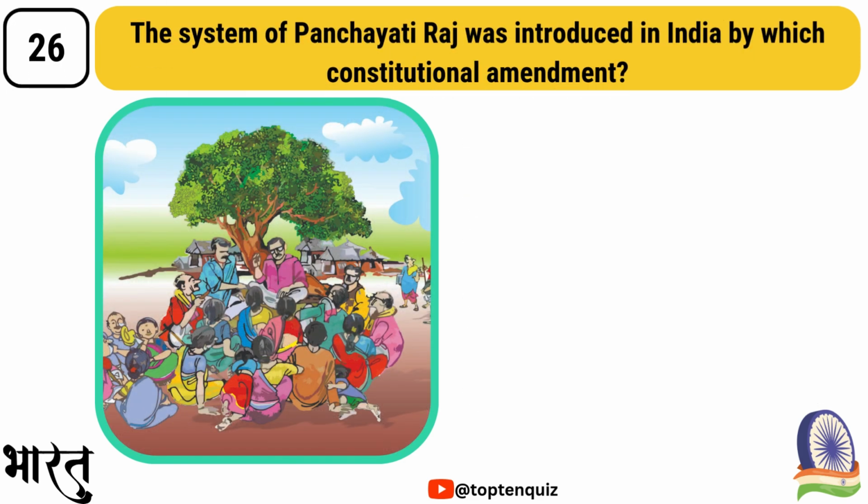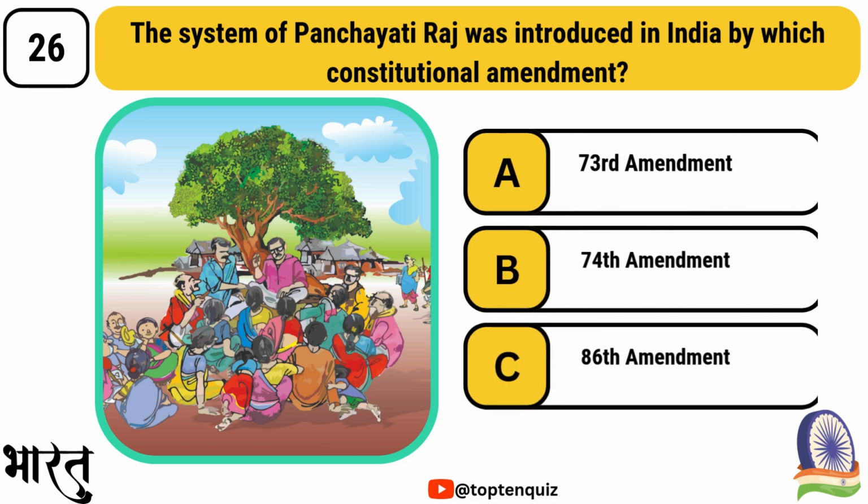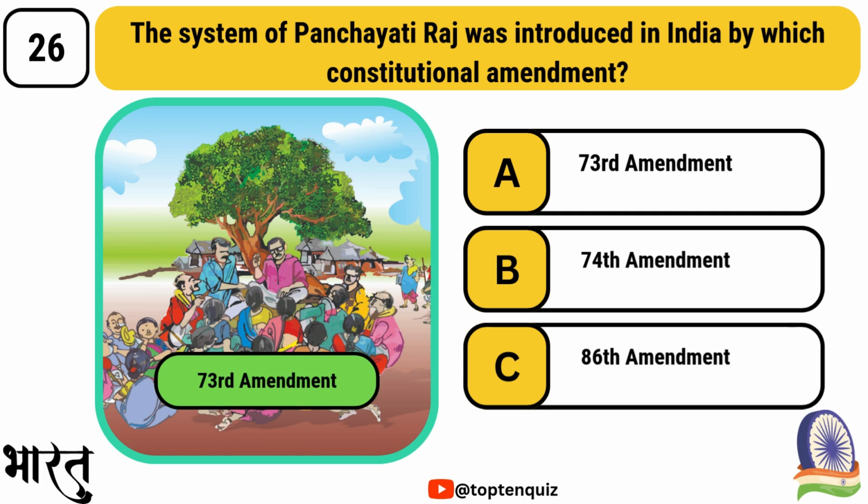The system of Panchayati Raj was introduced in India by which constitutional amendment? 73rd Amendment, 74th Amendment, and 86th Amendment. The answer is 73rd Amendment.